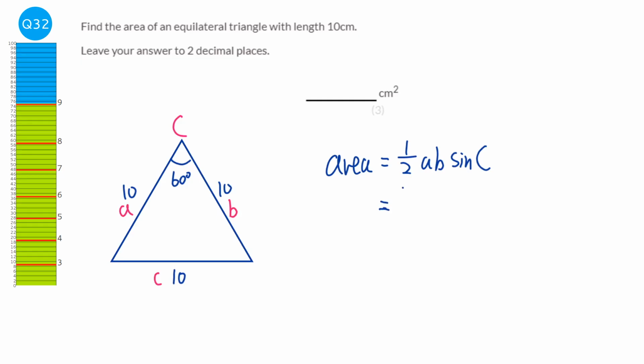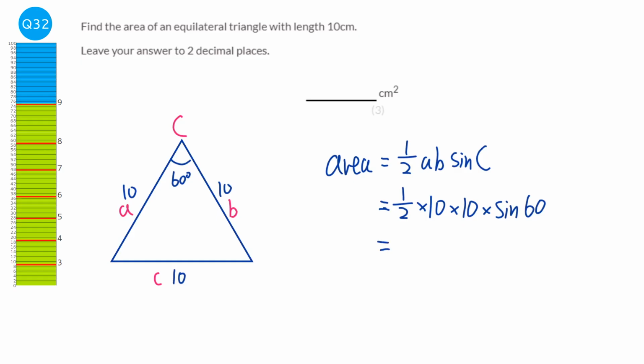So let's put that into our formula. Little a is 10, little b is 10, and sine C, which is 60. With A, B and C, it doesn't matter what you label A, B and C as long as the angle is opposite the side with the same letter. The angles are all capital letters, the lengths are all lowercase.